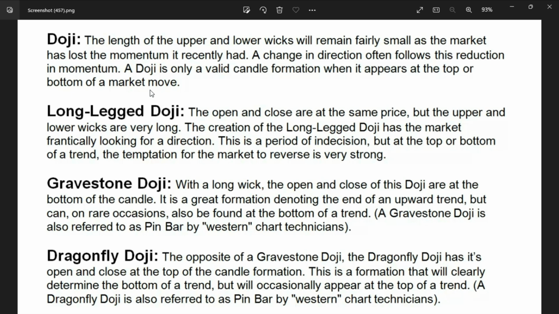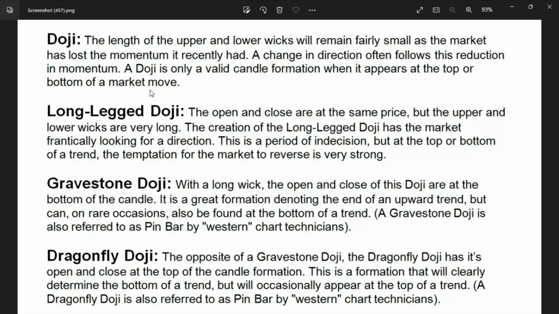Now the second type of doji candle is the long-legged doji candle. The open and the close are at the same price, but the upper and the lower wicks are very long. Most of the time we see this kind of candlestick inside a chart. This is a period of indecision, so we call it an indecision candle.